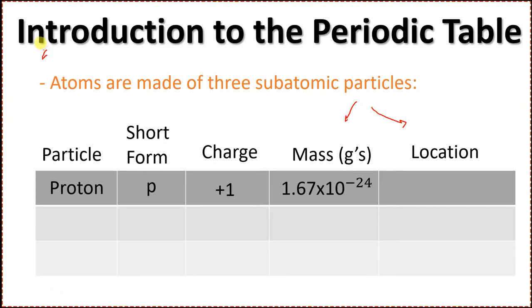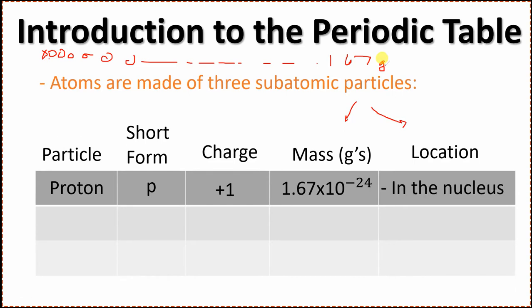So if you're going to write this number out, it's a little difficult for me to write here, but you'd start writing zeros, all these zeros. You'd have like 23 zeros and then 167. And that would be grams. So that's about as light as anything gets almost. We're going to talk more about that number a little bit later. And where are these found? Well, they are found in the nucleus. So that is your proton.